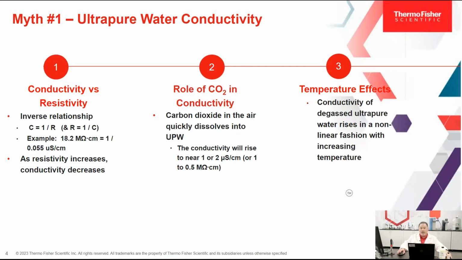Now let's take a quick look at how temperature affects ultra-pure water and the conductivity. The effect of temperature on ultra-pure water is nonlinear. So the higher the temperature, the higher the conductivity. At 25 degrees C, we expect ultra-pure water to have a conductivity of 0.055. However, at a higher temperature, that conductivity will go to 0.071, and at a lower temperature, it will drop to 0.042. This means when we measure the conductivity of our ultra-pure water, we need to be aware of temperature.